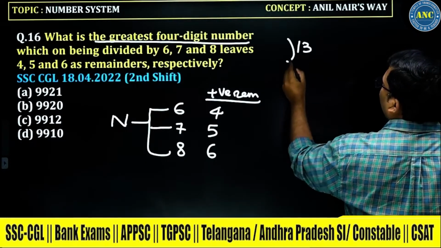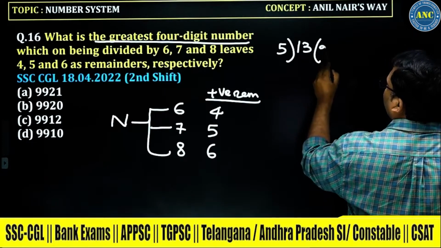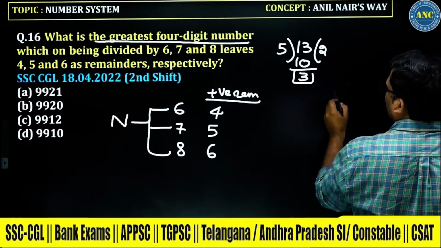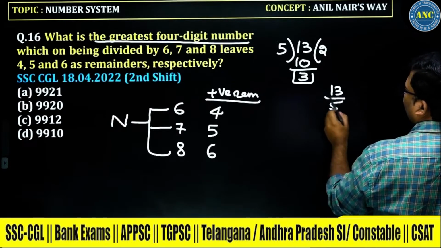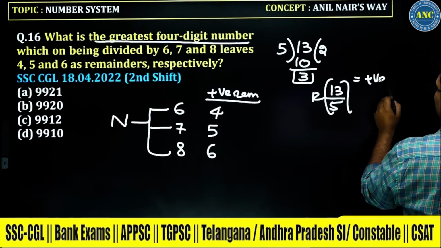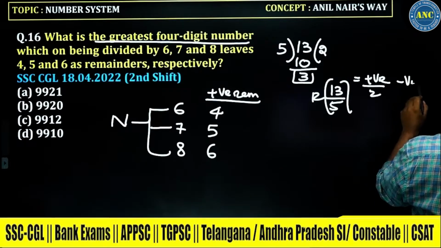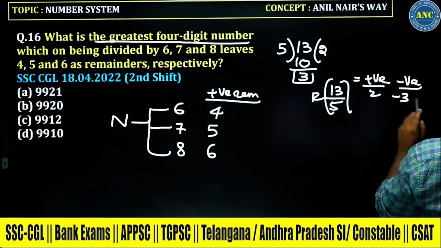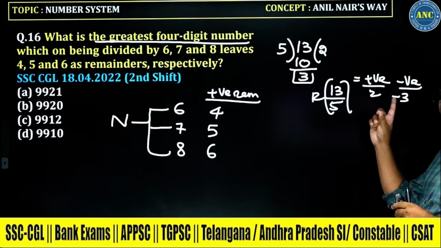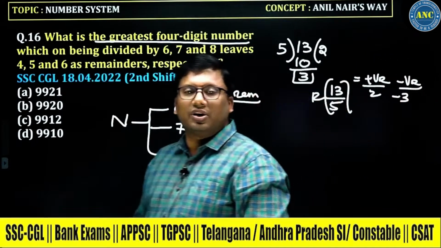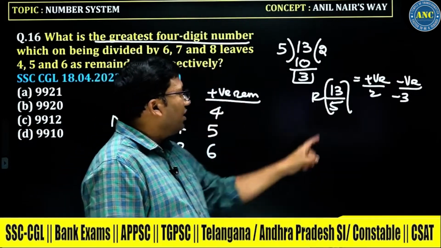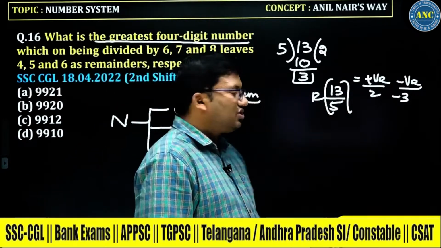13 divided by 5: 5 twos are 10, so the positive remainder is 3. Positive remainder 2 and negative remainder will be 2 minus 5, which is minus 3. How to get the negative remainder from the positive remainder? Subtract the divisor from it.